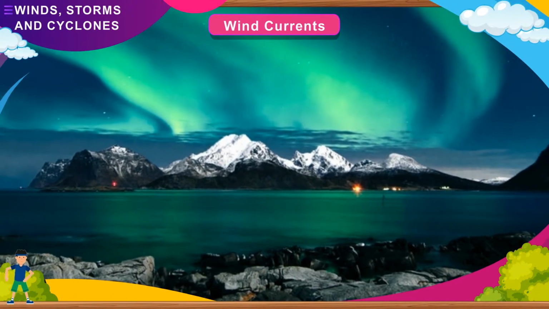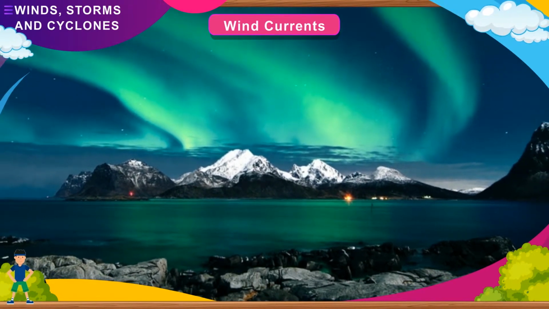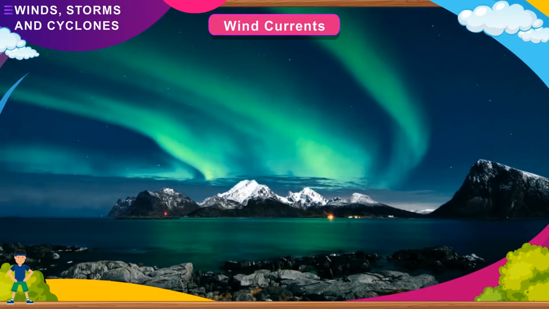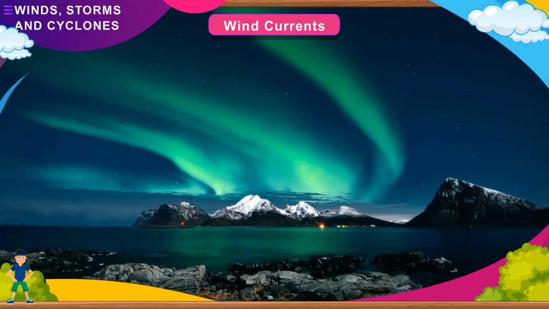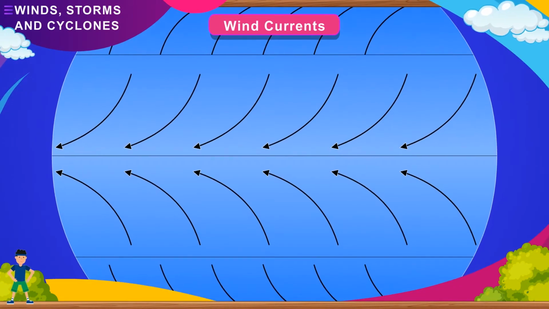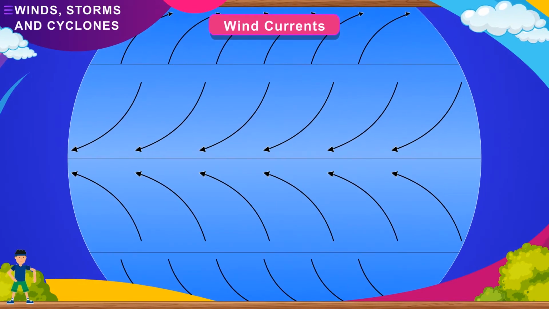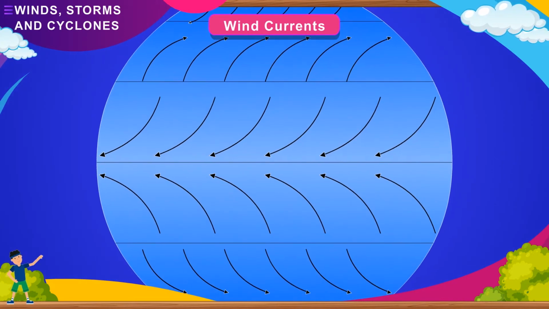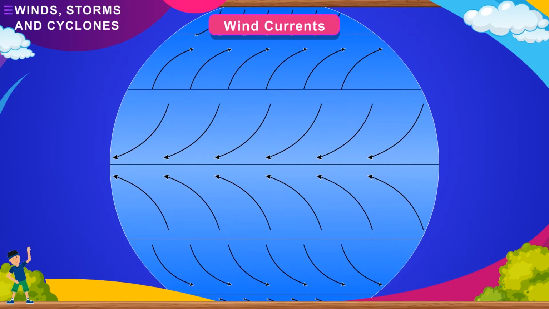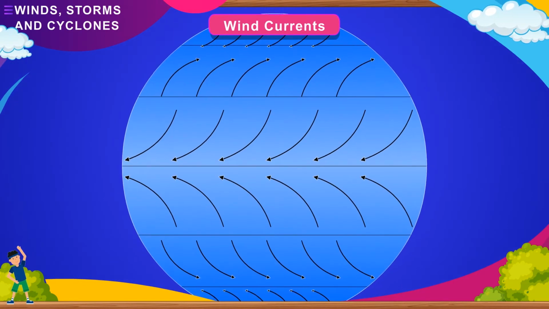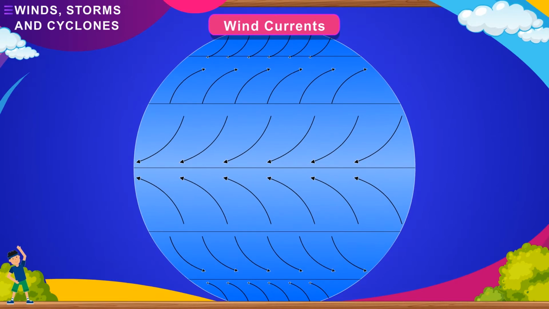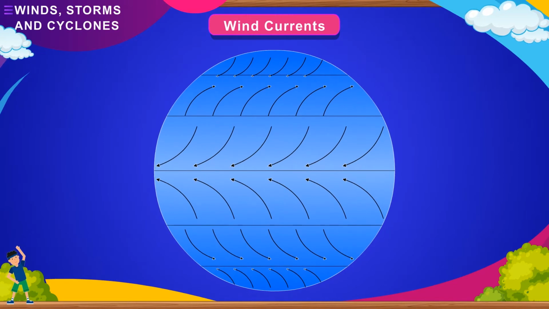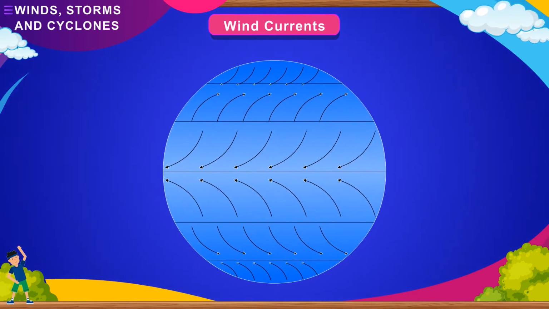At the poles, the air is cooler than that at the latitude of about 60 degrees. The warm air at these latitudes rises up, and the cold wind from the polar regions moves in to take its place. In this way, a pattern of wind circulation is set up on the earth. If the earth had stood still, these winds would have blown directly in the north-south direction, from north to south, and from south to north. It is due to the rotation of the earth that winds in the northern hemisphere swerve to their right, and the winds in the southern hemisphere swerve to their left.